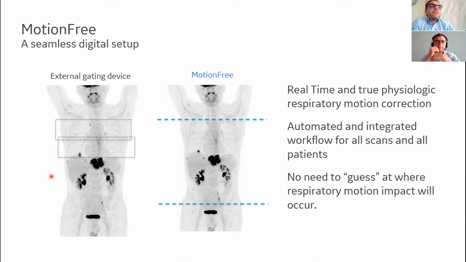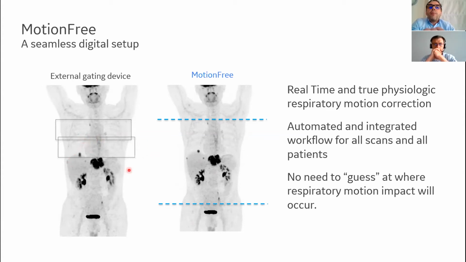The system digitally identifies the regions which are mostly affected by respiration and autocorrects when necessary, without making any guesses. So the technologist does not have to select beforehand the regions that have to be corrected. The system does it automatically in a fully integrated procedure.